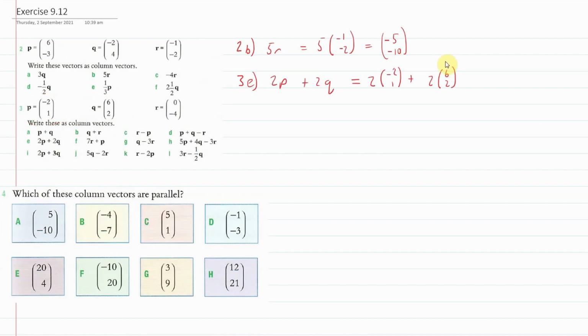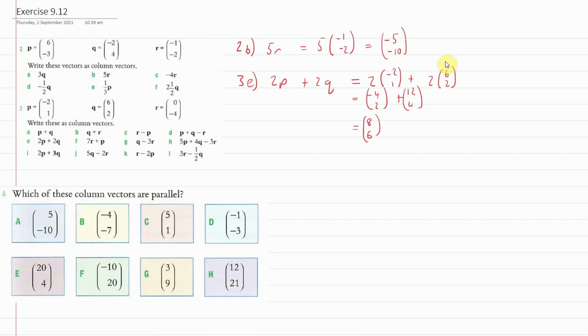Okay, now what does that equal? When we add this all together, we're going to get minus 4, 2, so that's the first column vector. The second one is going to be 12, 4. Now remember, the top values are x values, so we can just simply add those together. Minus 4 plus 12 is 8, and 2 plus 4 is 6. So that would be our answer to number 3e.